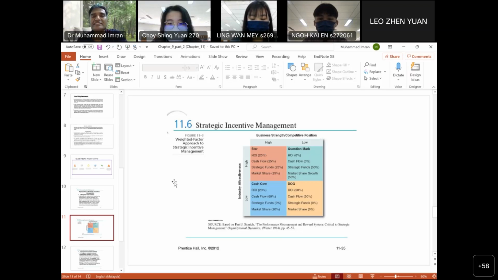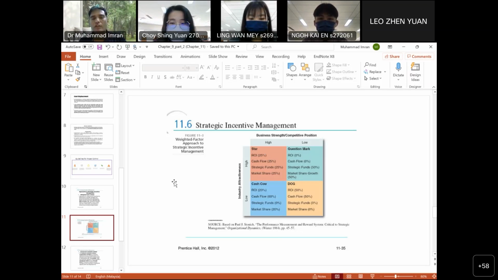Here, business standing: the competitive position is number one criteria, and the other one is the industry attractiveness. Suppose here, star, all criteria are good. Return on investment good, cash flow good, strategic fund good, market share good. That's why they are star.